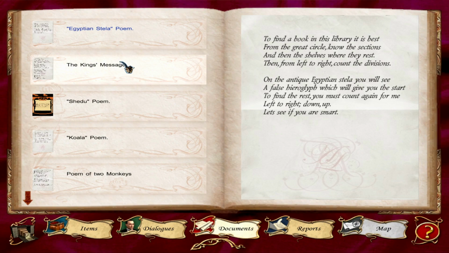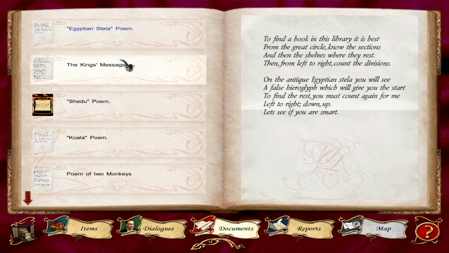To find a book in this library, it is best to know the sections and the shelves where they rest. Then from left to right, count the divisions. On the antique Egyptian stela, you will see a false hieroglyph, which will give you the start to find the rest. You must count again for me. Left to right, down up. Let's see if you are smart.